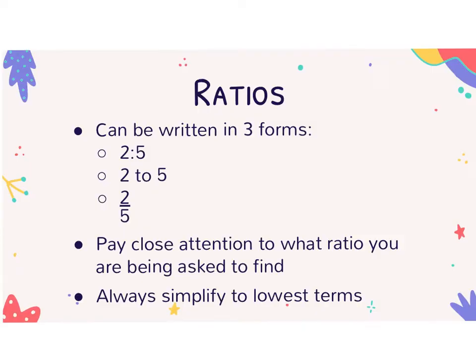The first concept we learned about in Unit 4 was ratios. We learned that ratios can be written 3 different ways. It can be written with a colon in between, with the word to in between, or as a fraction. Pay close attention to what the ratio you are being asked to find is on each question. It may not be straightforward. And always simplify your ratios to lowest terms if you're able to.